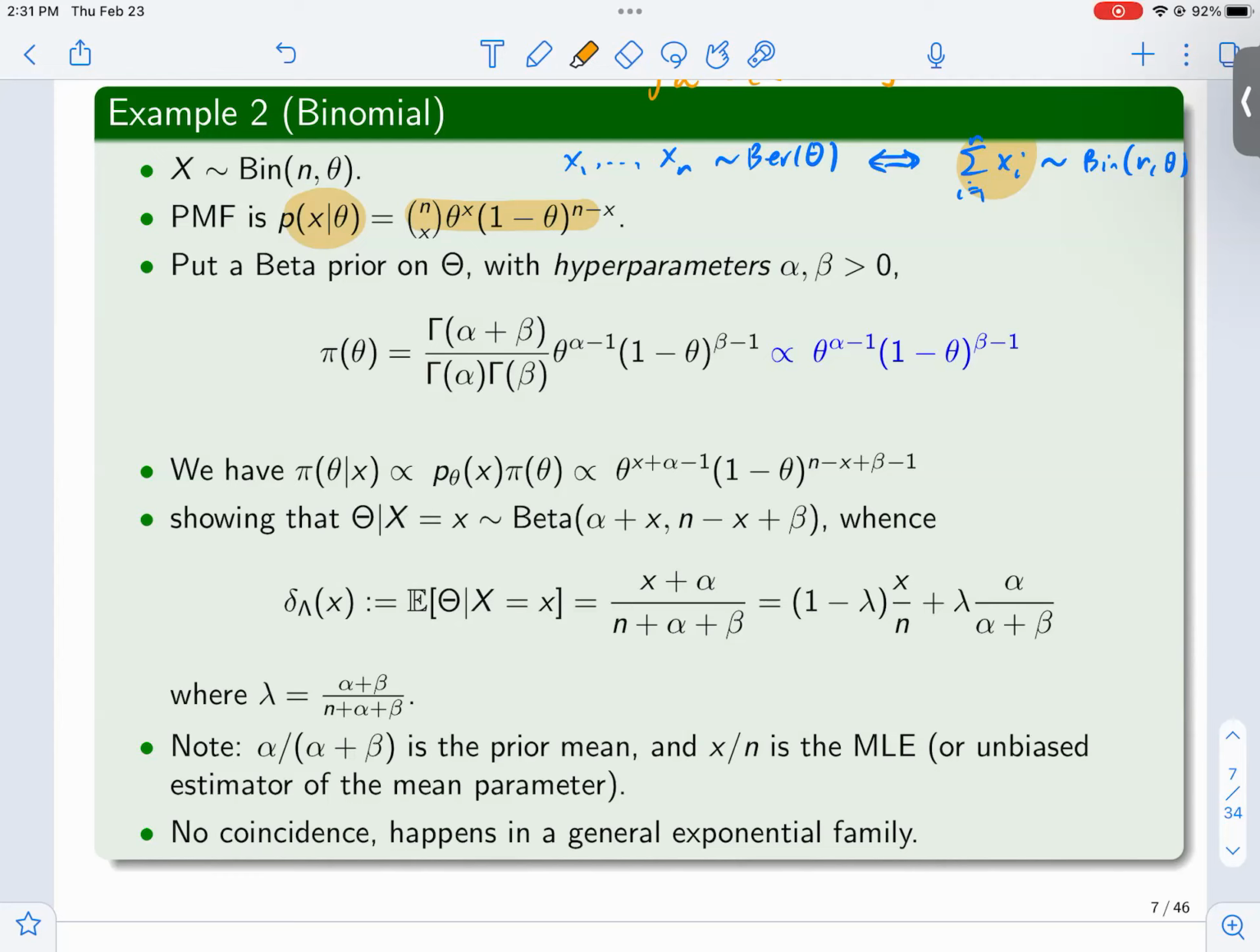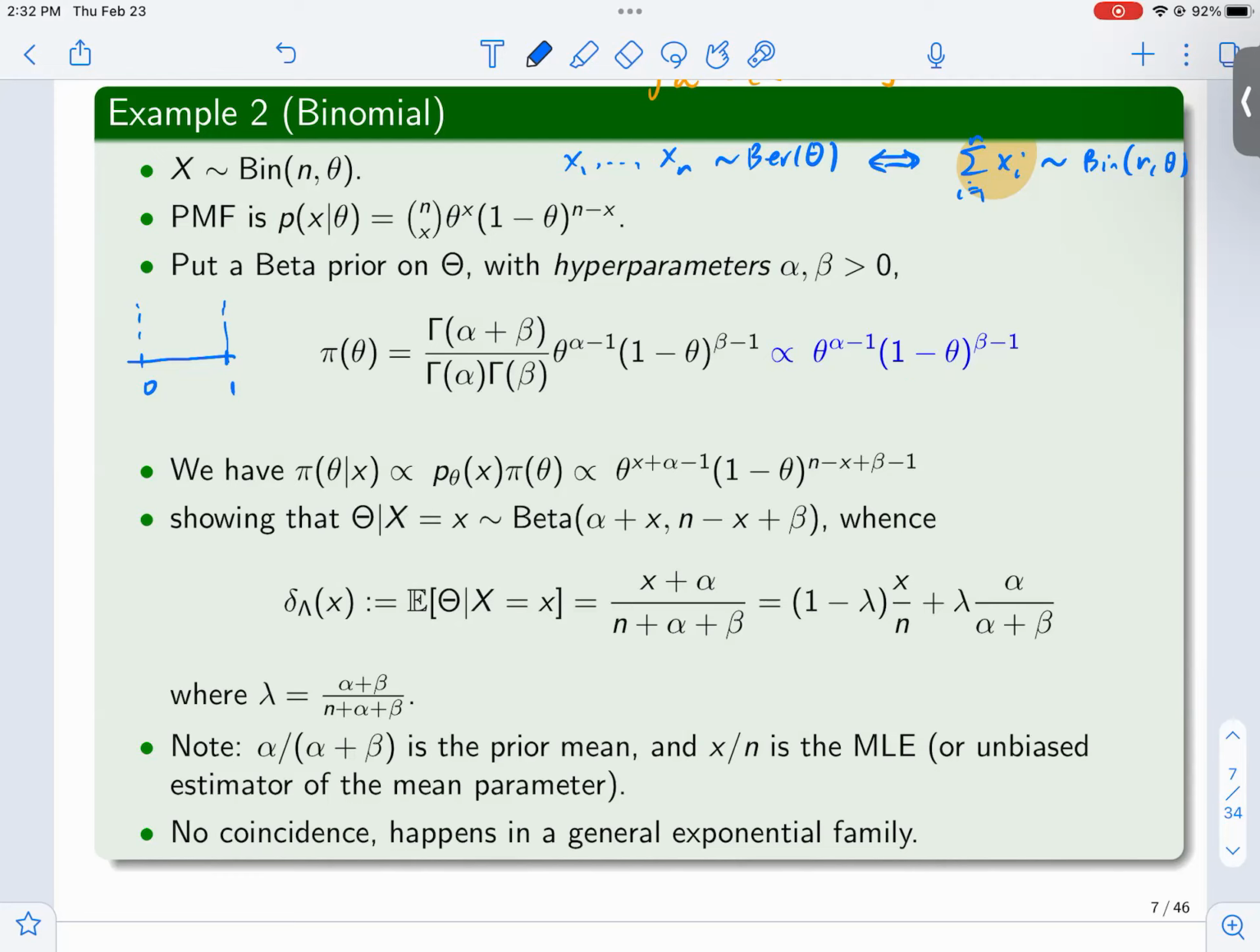So what we can do, for example, is put a prior. We need to put a prior on theta, and theta ranges in 0, 1, right? So I need a distribution that puts mass in 0, 1, and a good parametric family of distributions on 0, 1 is the beta distribution. So we put a beta prior, and this is its density. If you ignore the normalizing constant, it's proportional to theta to the power alpha minus 1 times 1 minus theta to the power beta minus 1.